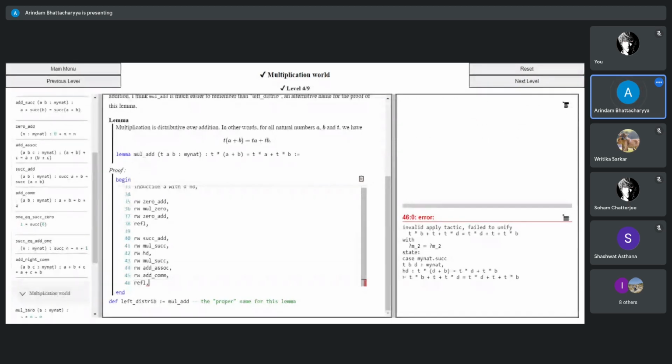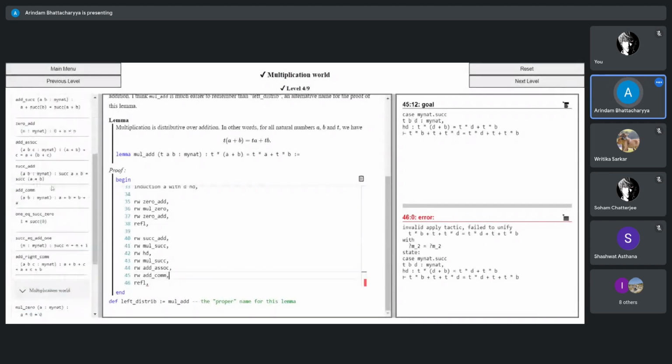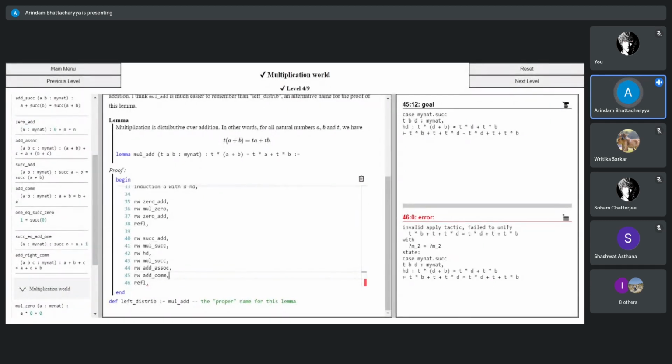So that does not work, right? So how the thing you said? It shows an error, at least on my side. Or add right commutative. Yeah, I guess you can do that as well. But the thing Soham sent does not work for the same reason.